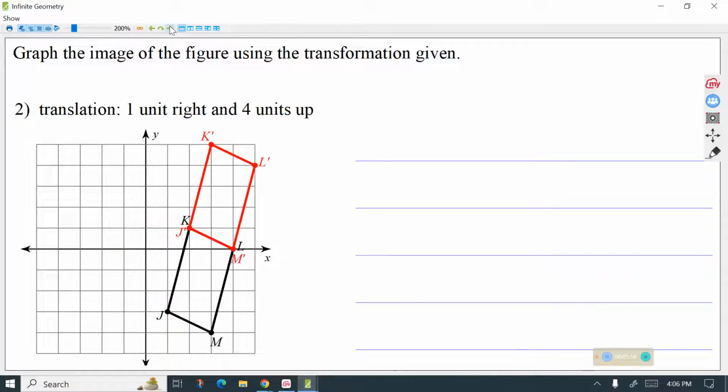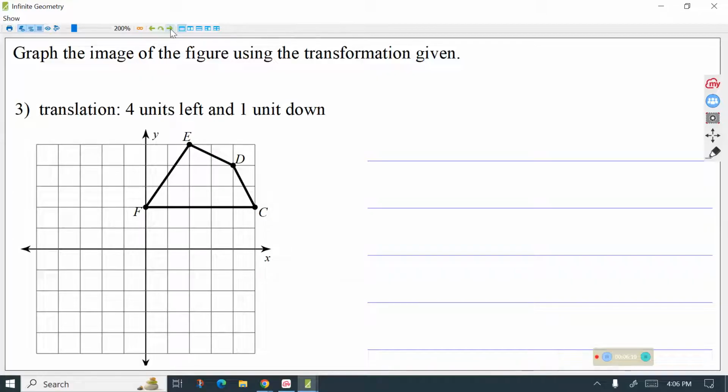Number 2 should look like this. We did this in class also. Notice that all the points got moved 1 to the right, and then up 4 units. So this is all we have to do here. Now I would motivate you to try number 3 on your own. This was a homework problem, and the answer is in your answer key. So you should be able to see that what we should have got will be a shape like this.